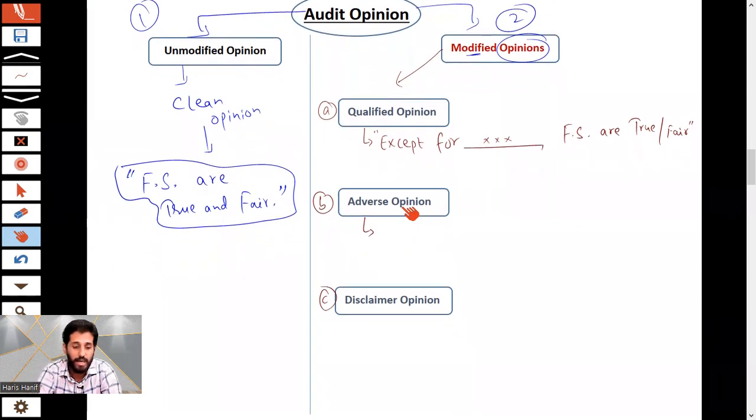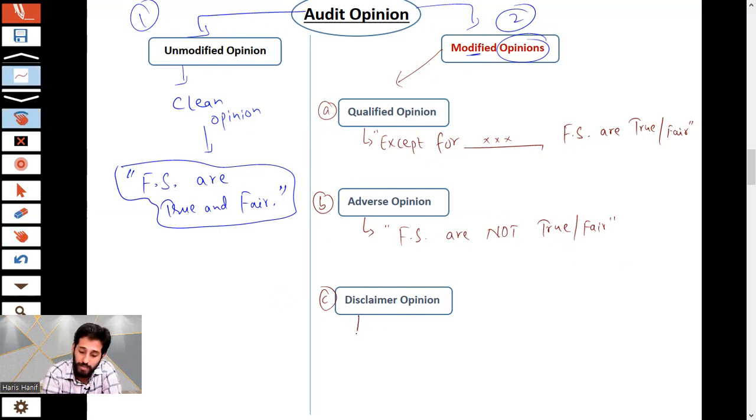Next, adverse opinion. Let's say there is a misstatement in receivables, in non-current assets, in revenue, in equity, in intangibles. A lot of misstatements. And the auditor is saying that no, the entire financial statement is not true and fair. Such an opinion is known as the adverse opinion. So it is when the auditor says that financial statements are not true and fair. That's it. Financial statements are not true and fair, right?